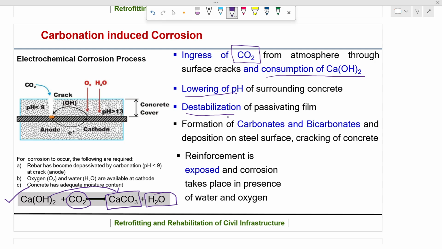Okay, and as the layer is destabilized, your reinforcement gets exposed and corrosion takes place in presence of water and oxygen. So basically carbon dioxide reacts with calcium hydroxide and it lowers the pH. Lower pH means an acidic environment, so the layer gets destabilized and then there is exposure to oxygen and water, and there is a reaction.